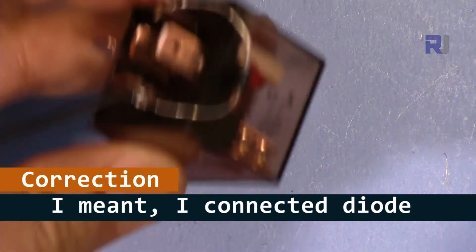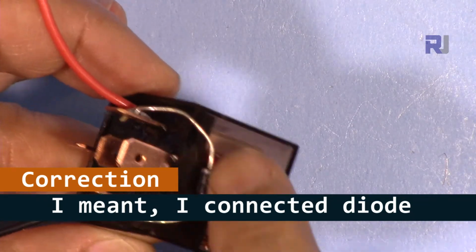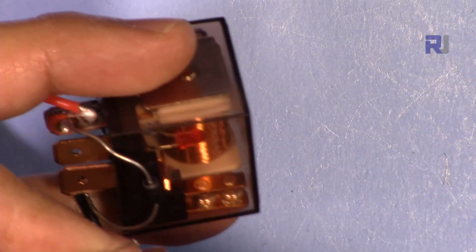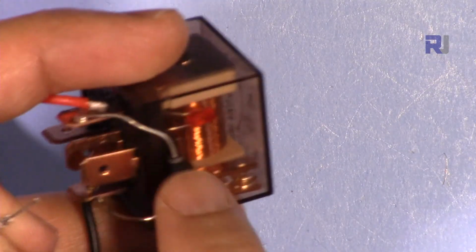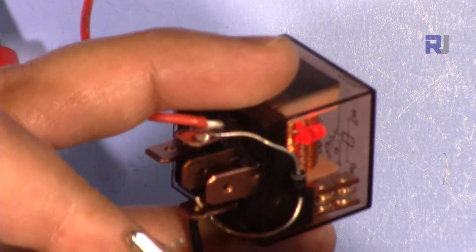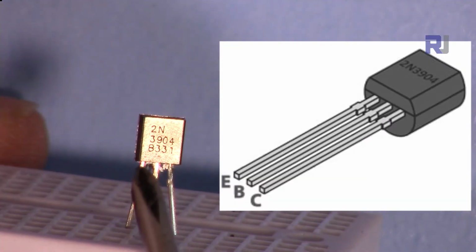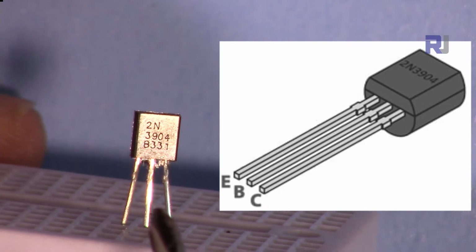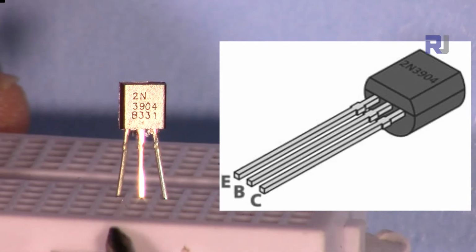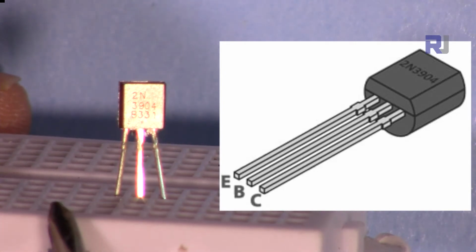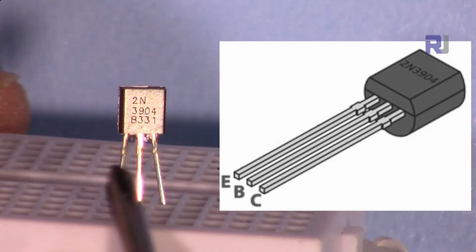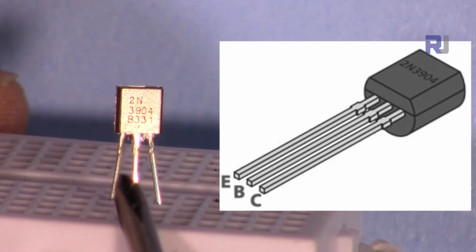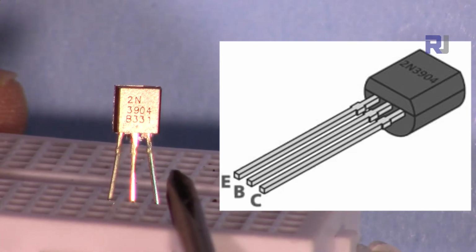And here I've connected the relay. This is a 1N4001. So the cathode is here and the anode is here. If you put the polarity in reverse, you will make a short circuit. This is a 3904 NPN transistor. The pins are, from the left, the emitter, the middle one is the base, and the last one is the collector. Emitter goes to the ground, base goes through a resistor to pin 2, and collector goes to the relay.